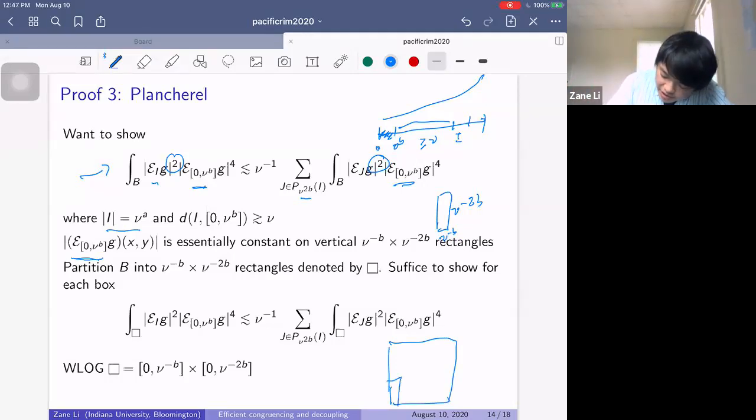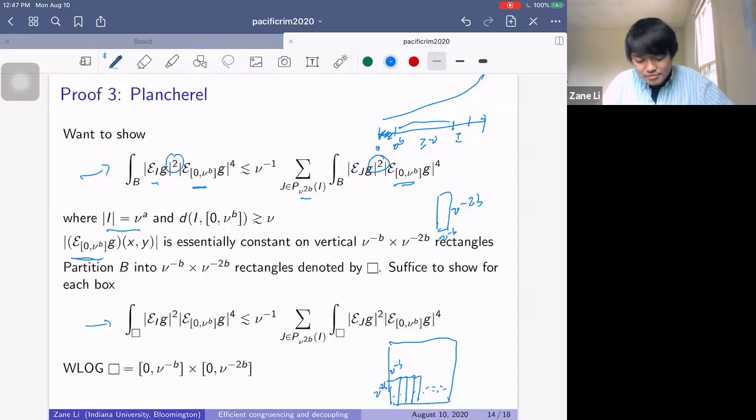You partition this big box B into rectangles of size nu to the minus b by nu to the minus 2b. Then you prove the estimate on each such rectangle, and then you just sum up, because once you sum up over the boxes, you get this estimate over here. Without loss of generality, I'm going to assume that this nu to the minus b by nu to the minus 2b box is this rectangle over here.